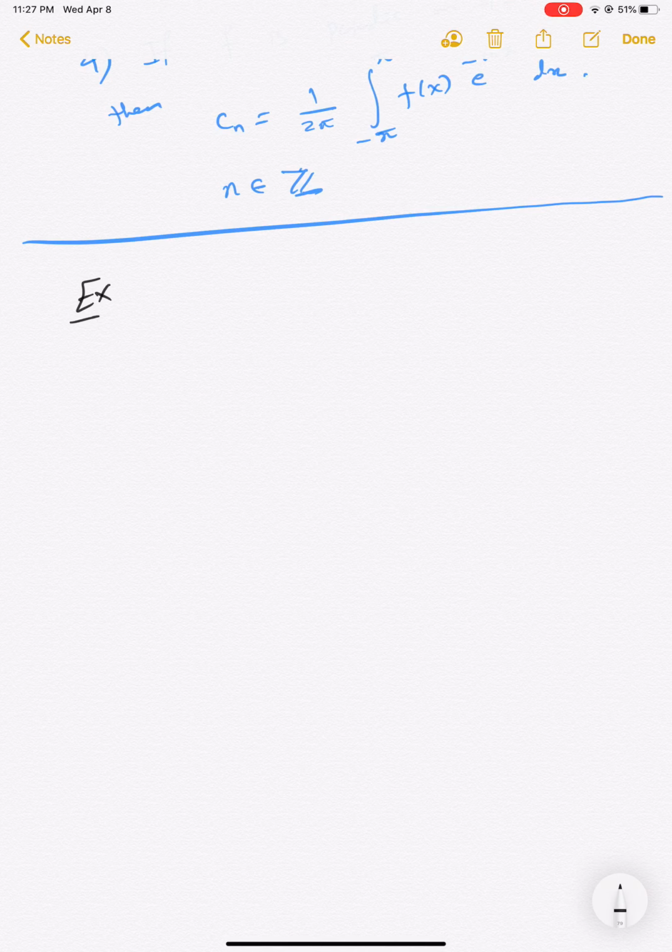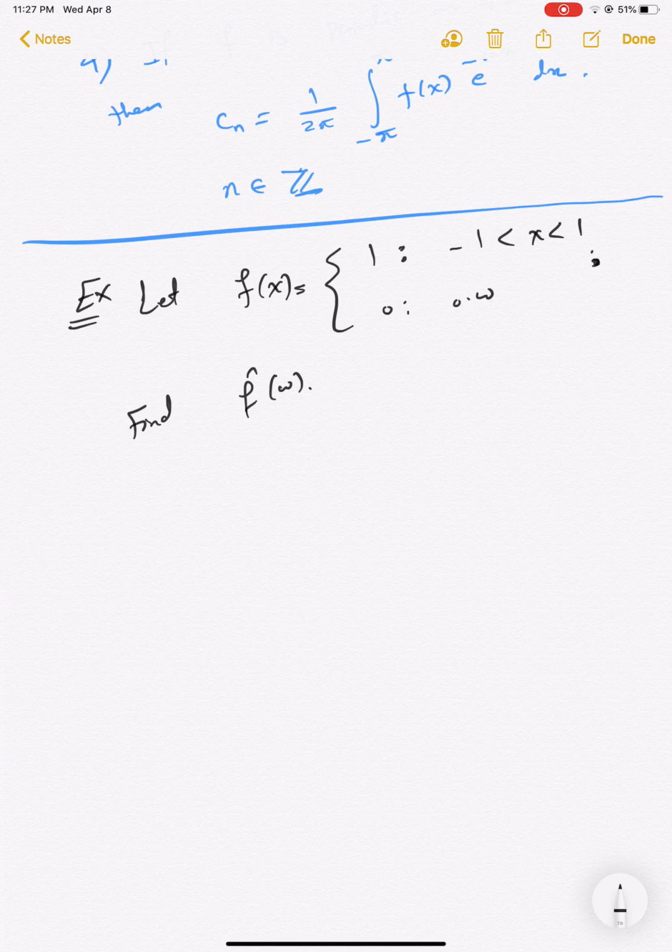So my first example is, let's take the rectangular function: 1 if x is between -1 and 1, 0 otherwise, and let's find f hat of omega. We've already seen that the function is absolutely integrable, right? So we can just proceed to the definition. What's the definition of f hat of w? It's 1 over root 2 pi integral from negative infinity to infinity of f of x e to the minus i omega x dx.